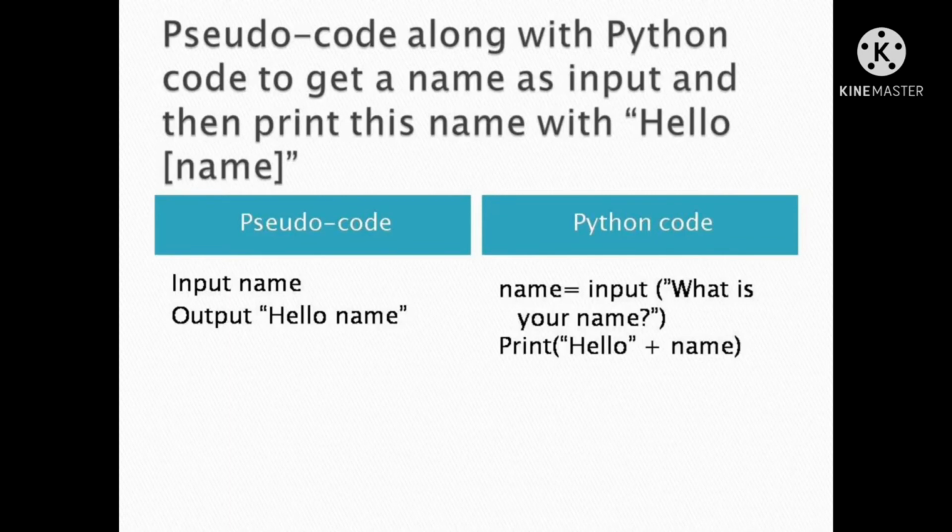Your question is to get a name as input and then print this name with hello. The pseudocode is input name, output hello name. The Python code will be name equal to input what is your name, then print hello along with name, that means plus name. Did you understand, children?